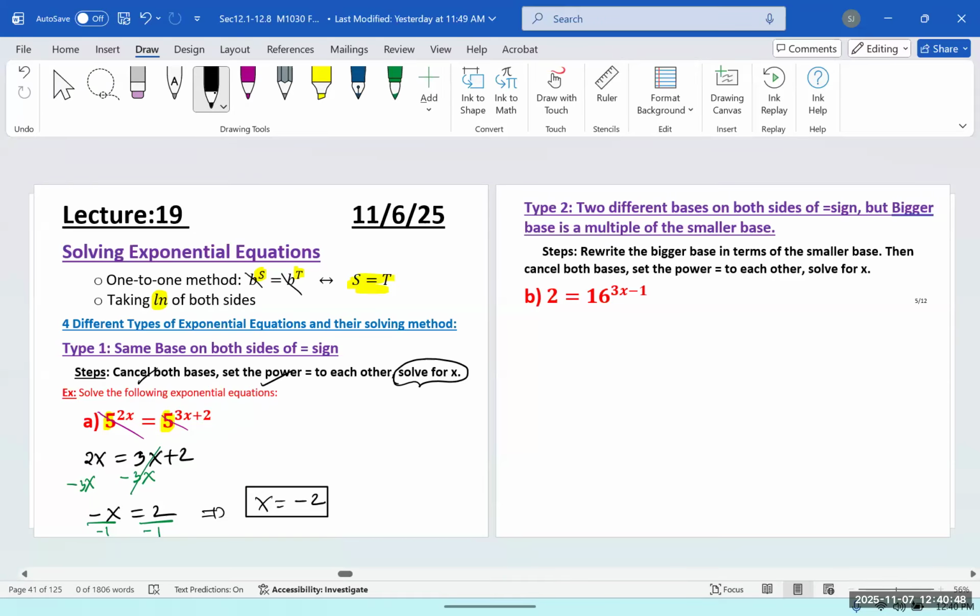Now comes the second scenario, second type. This type has two different bases on both sides of the equal sign, but we can rewrite the bigger base in terms of the smaller base. So the smaller base is 2, the bigger base is 16. Can we rewrite 16 as 2 to some power? 2 to the what power?